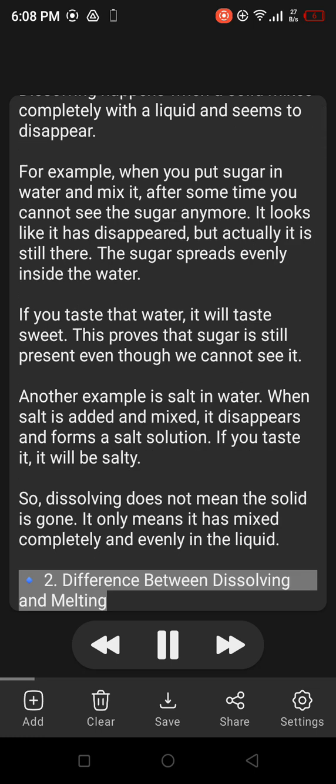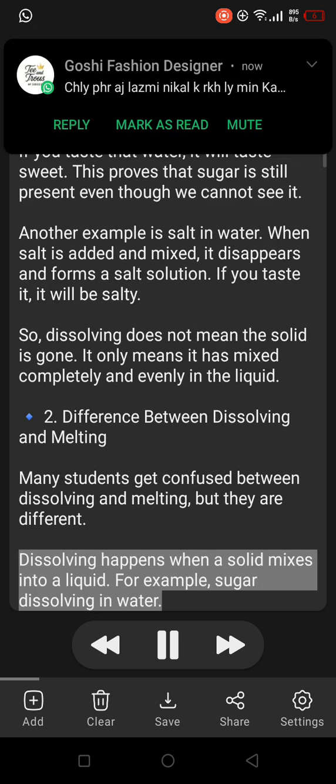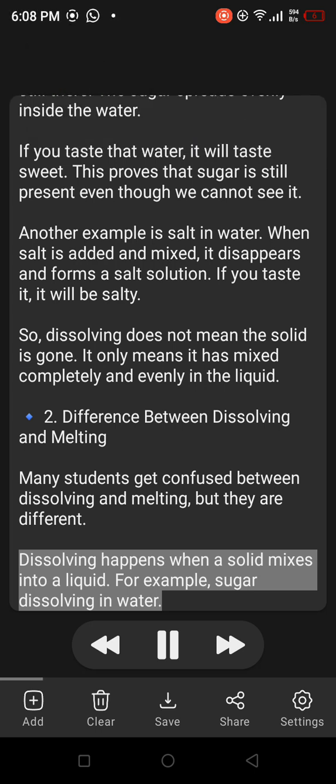2. Difference between dissolving and melting. Many students get confused between dissolving and melting, but they are different. Dissolving happens when a solid mixes into a liquid. For example, sugar dissolving in water.